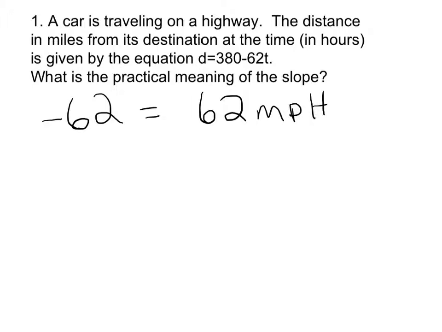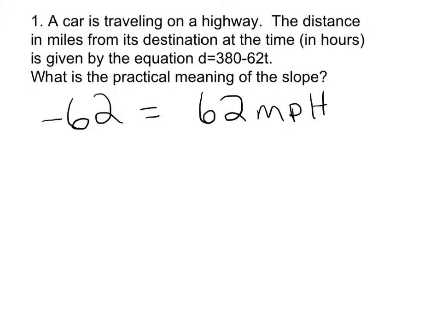So every hour we get 62 miles closer to our destination. And that's basically what it's saying. If initially we were 380 miles away from our destination, negative 62 means that every hour will put us 62 miles closer to our destination, because after 1 hour, we'd have 318 miles from our destination, so we're 62 miles closer. So that's the practical meaning of the slope.